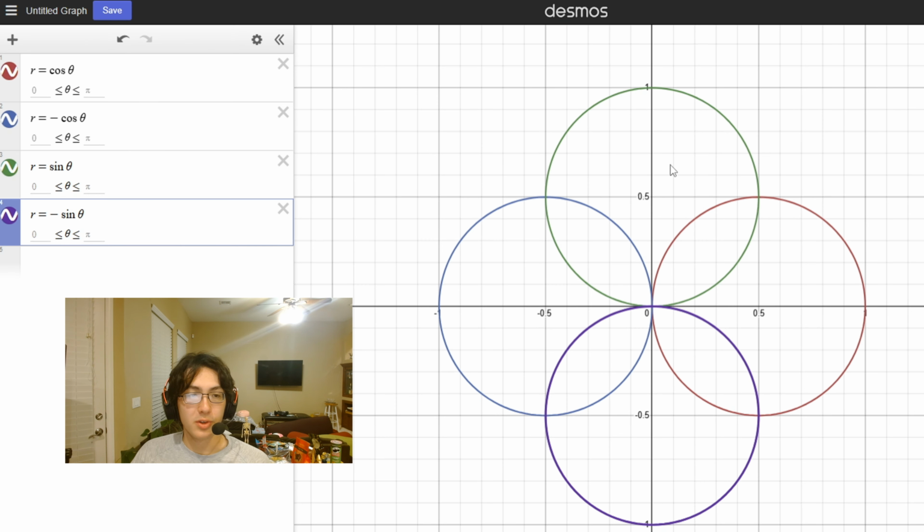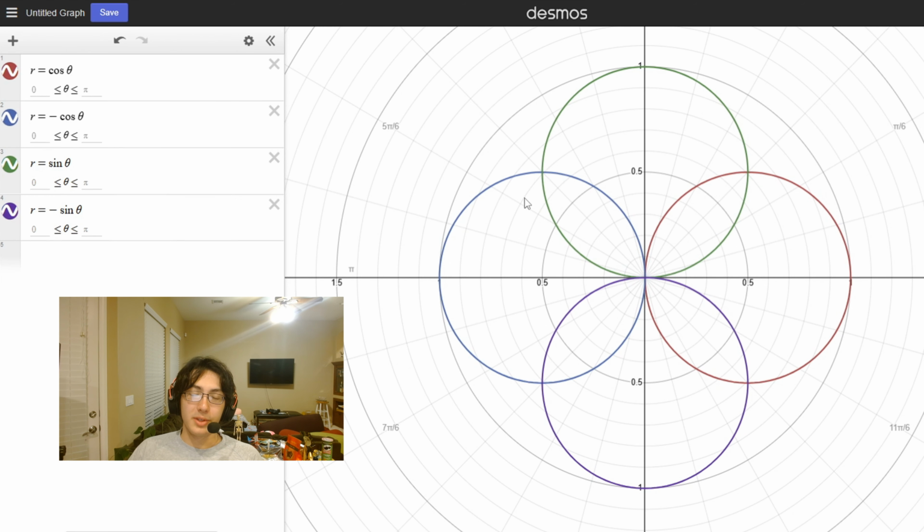Here in Desmos, I've already put in r equals cosine, negative cosine, sine, negative sine, without a and b. These are the basic graphs that you should know on the polar plane. Just think of it in terms of the unit circle again. The cosine is on the x-axis, the horizontal axis. The sine is the vertical axis.